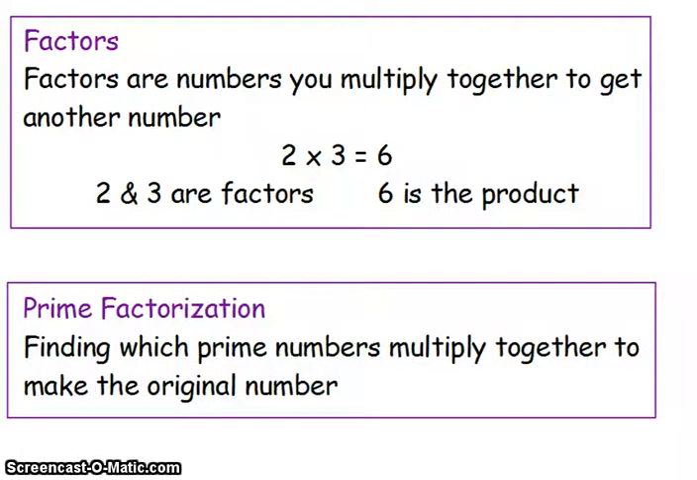Factors. Factors are numbers you multiply together to get another number. For example, 2 times 3 equals 6. 2 and 3 are factors, and 6 is the product. The product is an answer to a multiplication problem. Prime factorization. Finding which prime numbers multiply together to make the original number.